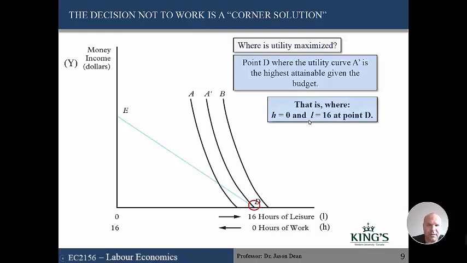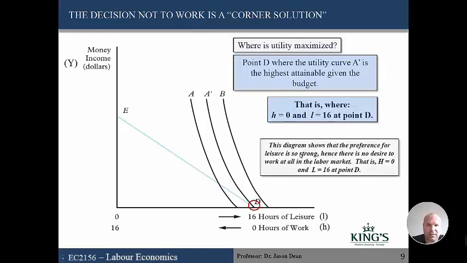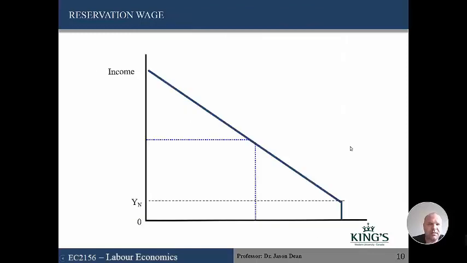Okay, and so leisure here is 16, hours worked is 0. So this diagram is illustrating preferences for someone where their preference for leisure is so strong there's no desire to work at all in the labor market. Now let's talk about what the reservation wage is.